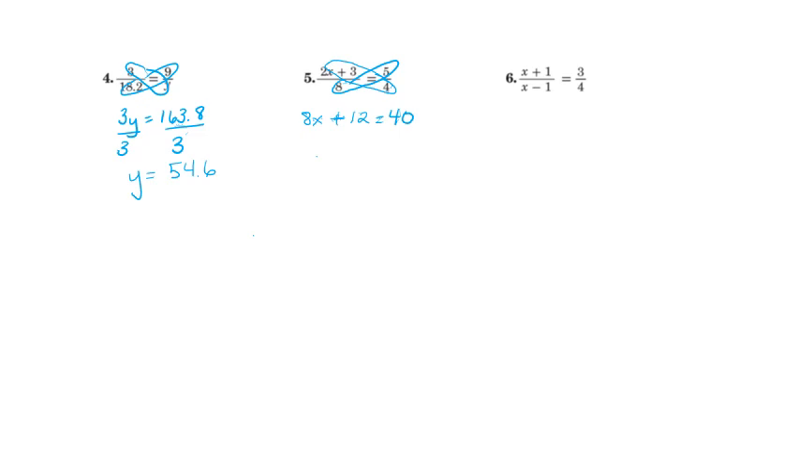This is a two-step equation, so I've got to get rid of the addition first, and then I'm going to divide by 8. So I'm going to subtract 12. And I get 8x equals 28. Divide by 8, and x equals 3.5.